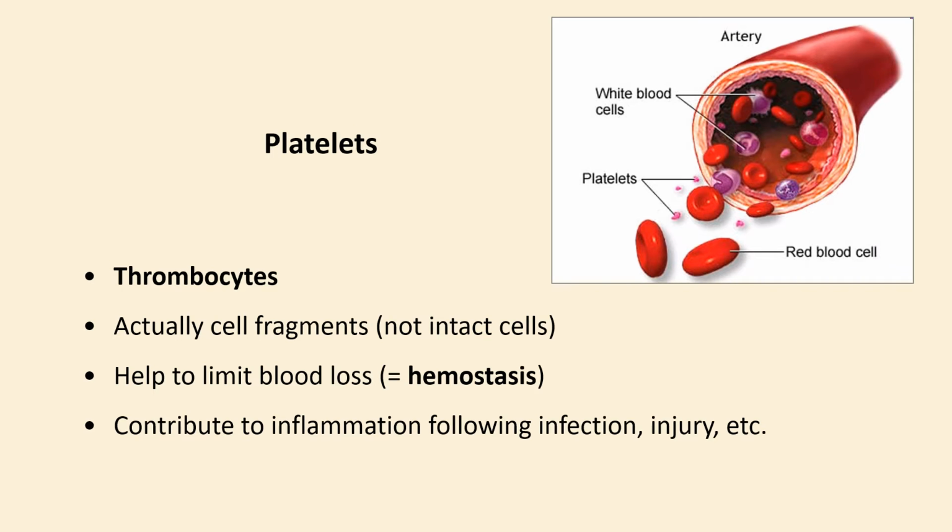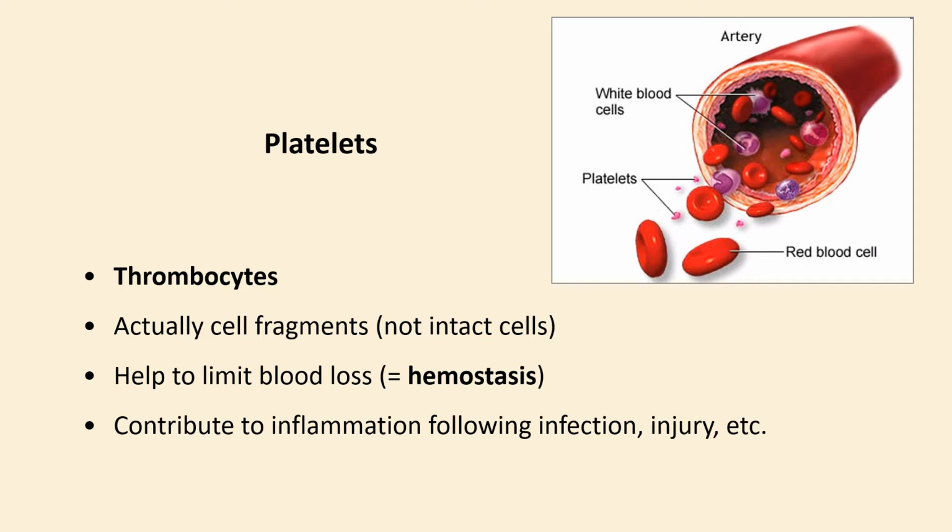Platelets. Platelets are also known as thrombocytes, where thrombus means clot, and cyte means cell. So thrombocytes are not actually complete cells. Rather, they are cell fragments. During the formation of platelets that occurs in red bone marrow, it starts off as a cell called a megakaryocyte. So this very large cell then fragments into hundreds of fragments that go on to become platelets.